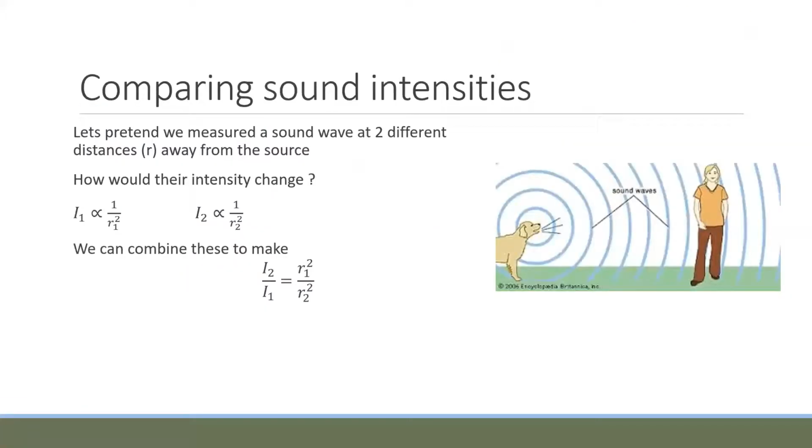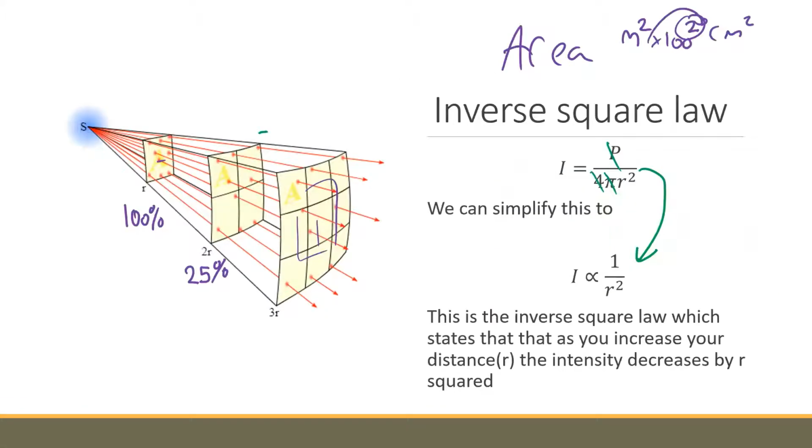So now what we're going to do is compare sound intensities. We can actually use this formula to our advantage. This doesn't allow us to calculate the intensity, by the way. Proportional to doesn't allow us to calculate the intensity exactly, but it does allow us to compare intensities. I'm going to show you how.